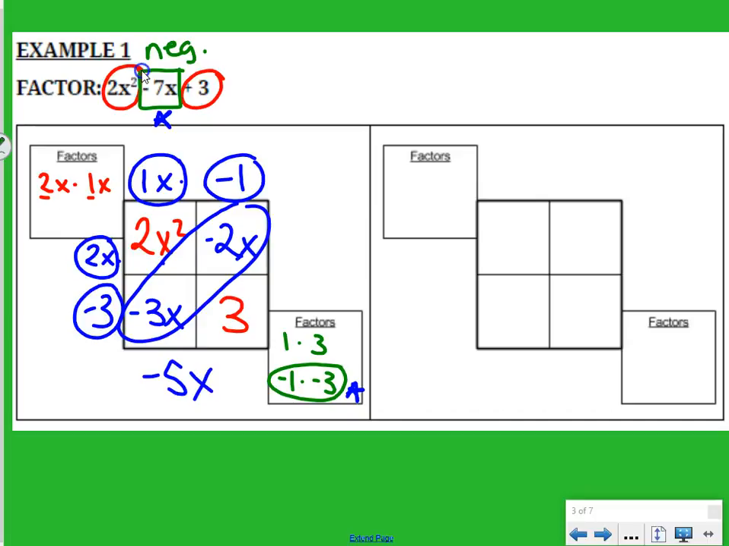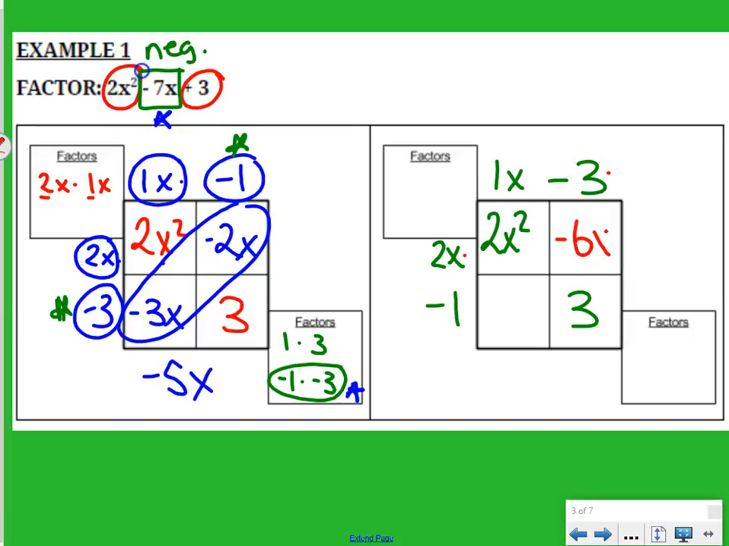So if we go over here to our second factor box, we can set this up. We don't have to carry everything over, but if we leave our x terms where they are, we just need to change our constants. Flip them around: put minus 1 next to 2x and put minus 3 next to 1x. Now let's see if that works. 2x times negative 3 is negative 6x, and 1x times negative 1 is negative 1x. Add up your diagonal and we get negative 7x, which is what we are looking for.